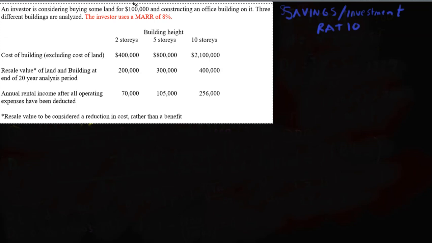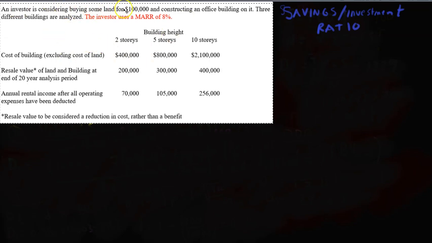How we go about these kinds of problems is we have to bring every single cash flow into either the present worth, annual, or future. They all have to be on the same timeline. I like to work with the present because to me it seems the simplest one. So let's read the problem.